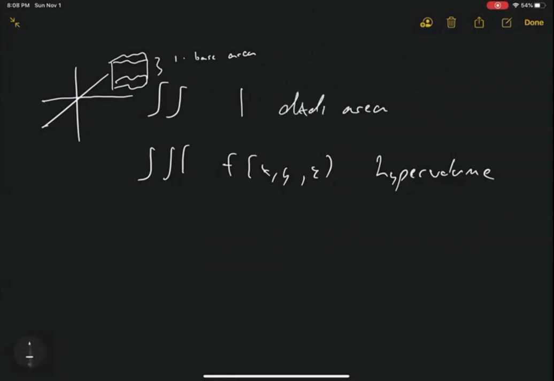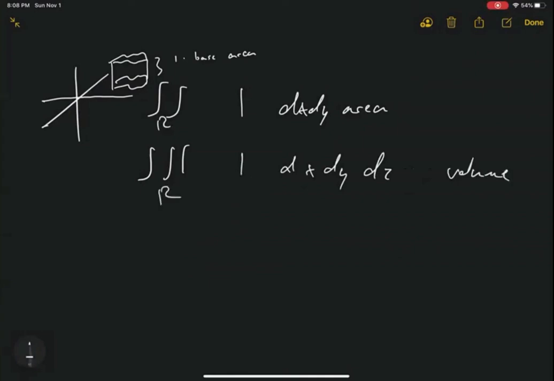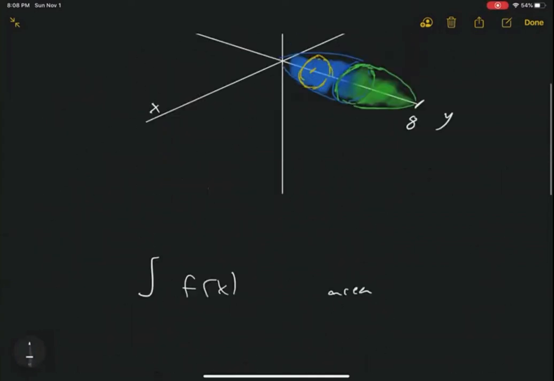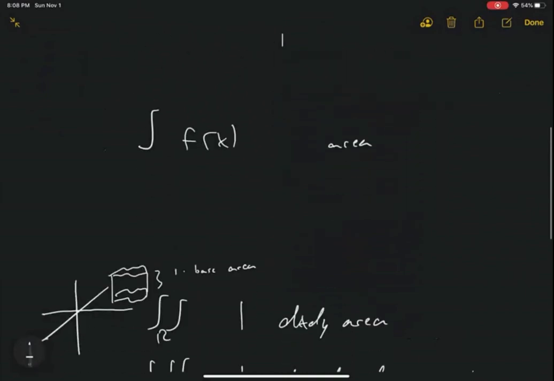So integrating the number 1 on our region gives us the area in 2 dimensions, and in 3 dimensions, volume. All right, so that's the rationale of why we're using a triple integral here.